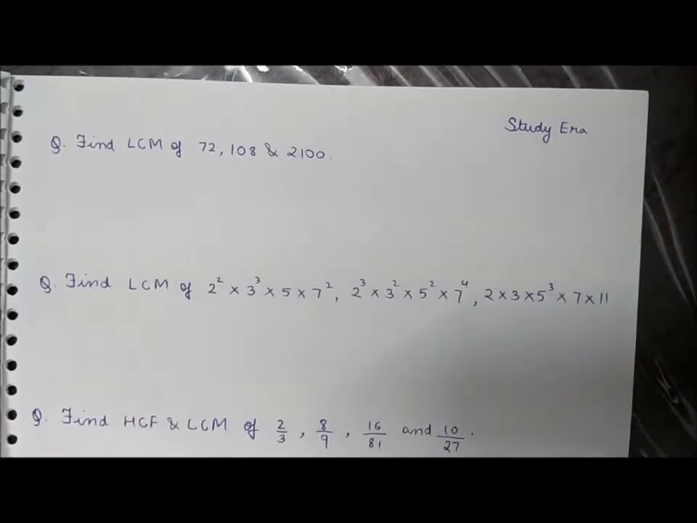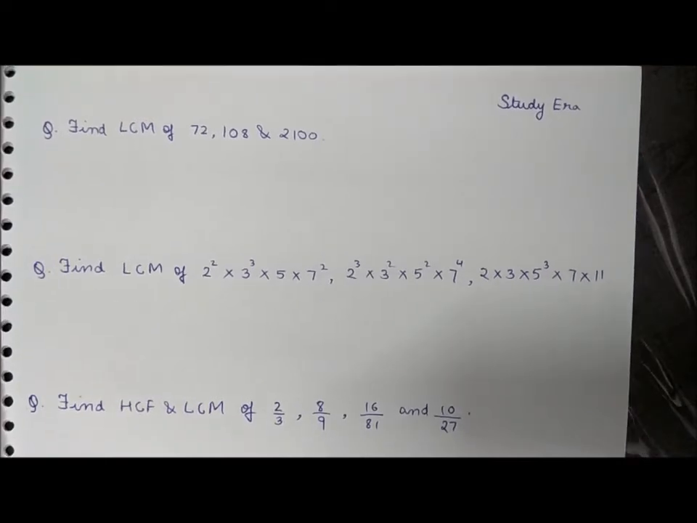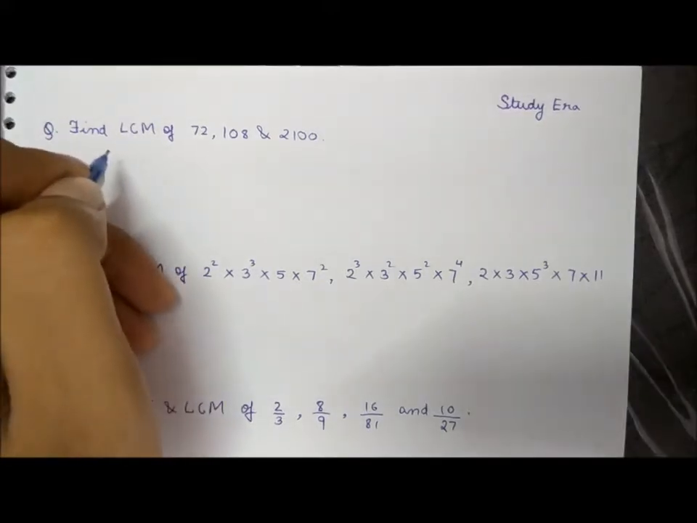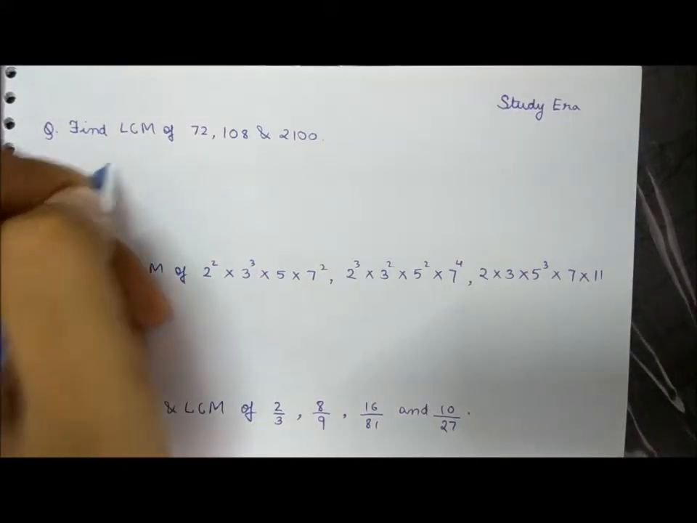Moving on to the next question. Find the LCM of 72, 108 and 2100. Conventionally we used to find the LCM by the factor method, but here we are not calculating it by the factor method, just using the common division method. That would be like this. We will take the factors.